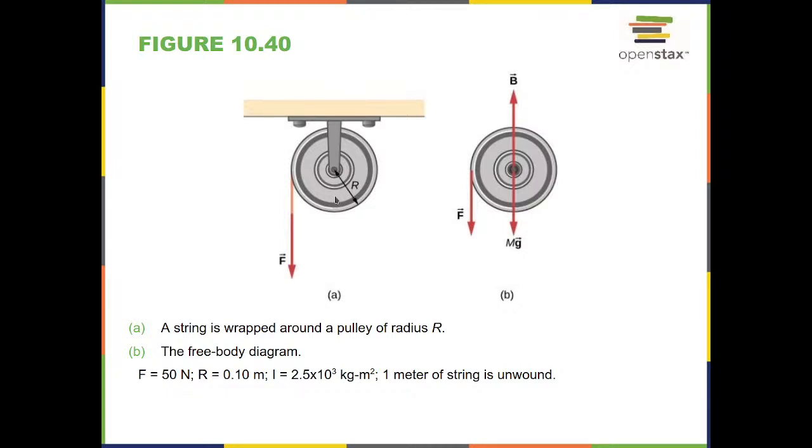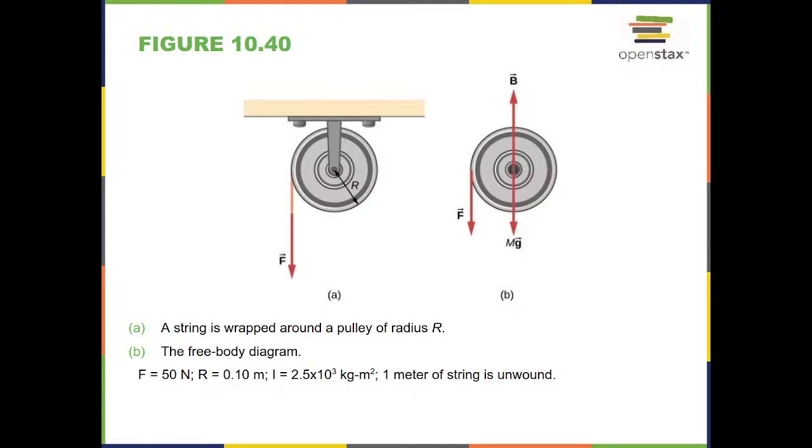The pulley itself has a radius of 0.1 meters, and the moment of inertia is 2.5 10 to the minus 3 kilogram meter squared. So you could actually calculate the mass of the pulley from those two pieces of information, assuming a uniform disk. And the total distance over which we pull that pulley at a force of 50 newtons is 1 meter. So there's 1 meter of string that is unwound.